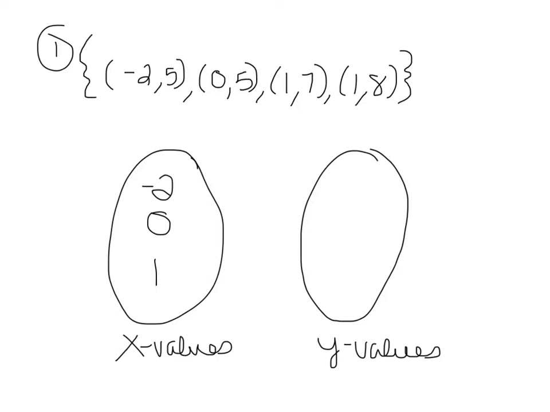Our range then, or in other words, our y values, is going to be 5. 5 again, but we don't need to list it again, 7, and 8. And then we're just going to draw a line connecting all of our points.